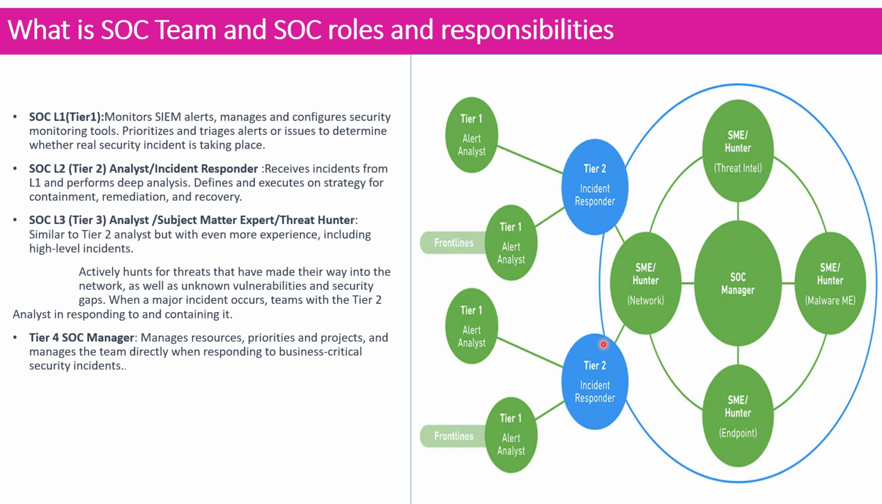Then the next level is the Tier 3 engineers. These are engineers who are experts in different areas. Some people have expertise in hunting, some have expertise in endpoint security, and some are malware analysis experts who do malware analysis. In that case, sometimes the IR people reach out to the threat hunters or malware analysts to better understand different types of threats.